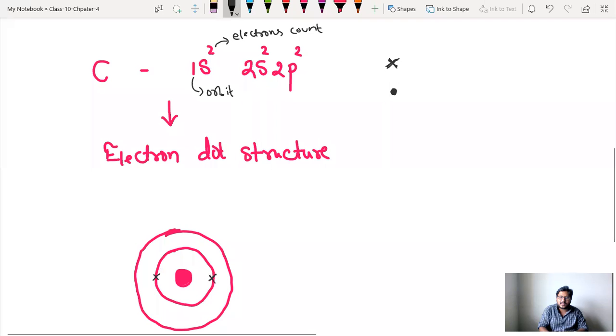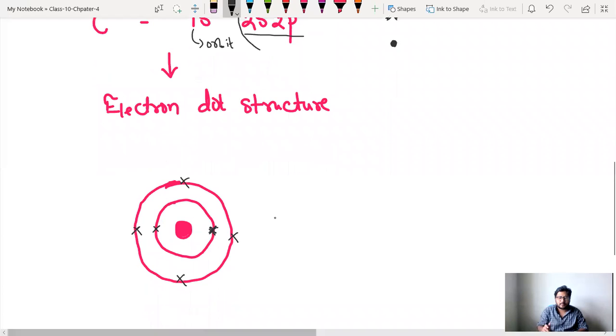So 2 electrons in first orbit. While coming to second orbit, this total you have to consider as second orbit, or you can consider this one as valency orbit also. And how many electrons are present? 2 plus 2. You have to add. 2 plus 2 is 4. 1, 2, 3, 4. This is electron dot structure of carbon. And make sure while you are representing 2 electrons in first orbit, there should be equal space, and these 4 electrons also, there should be exactly equal space between electrons.